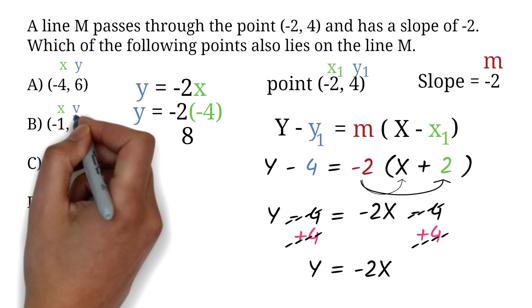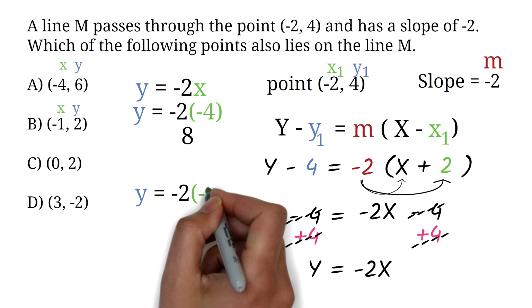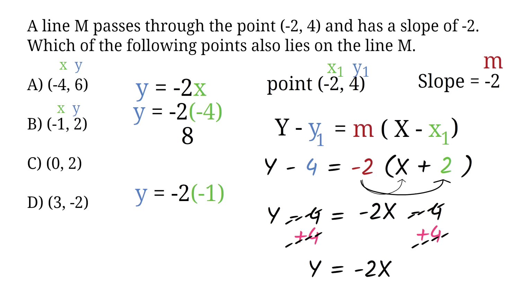Let's check choice B. We input our x value. We have y equals -2 times -1. -2 times -1 is 2. This is the expected y value, so option B is the correct answer.